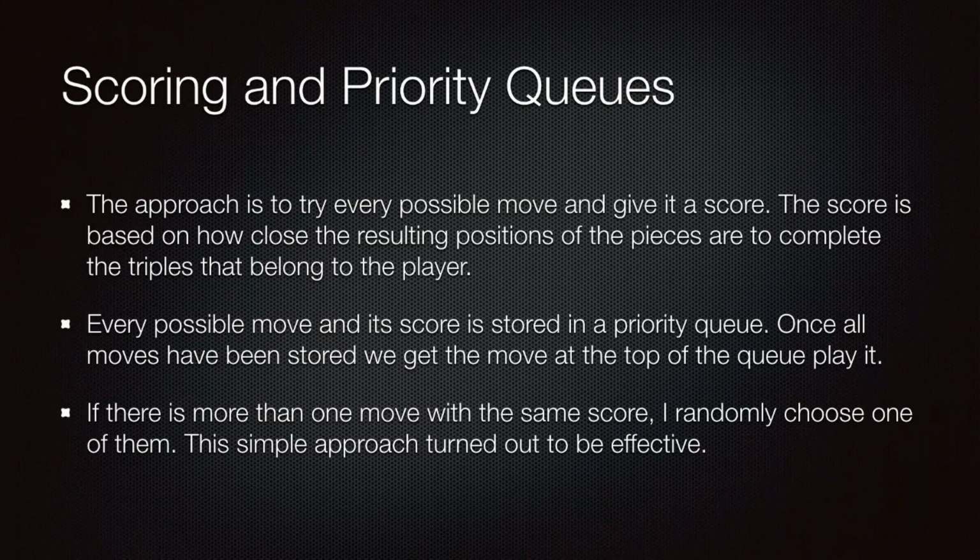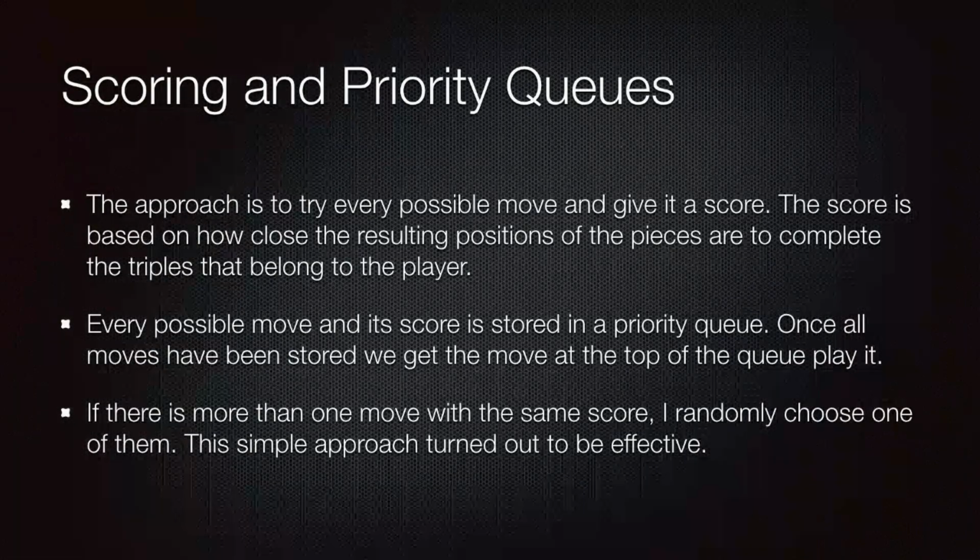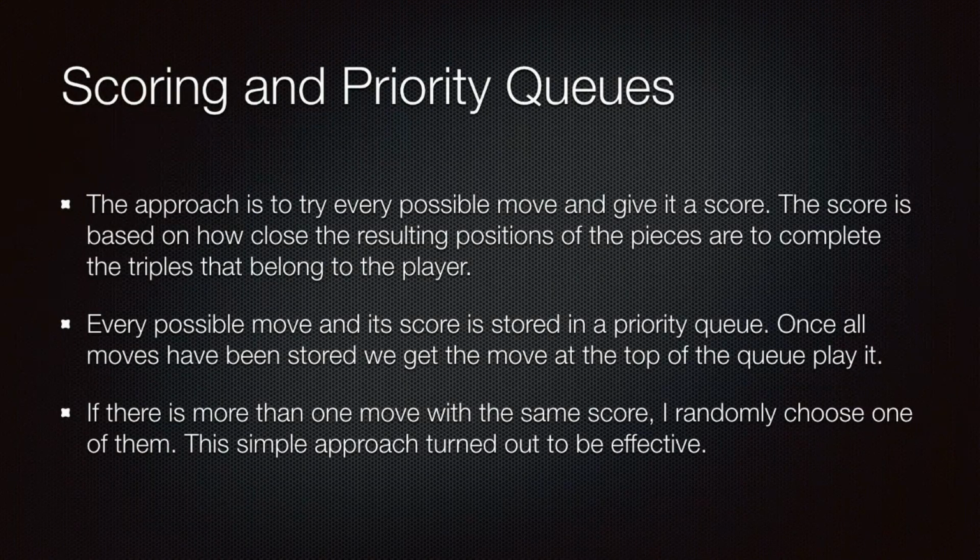So every possible move and its score is stored in a priority queue. A priority queue is a queue that orders things by a given priority. In this case, the score is the priority. So once all the moves are stored in there, all I have to say is give me the next in the queue, which is the one with the highest score. That high score gives the AI the greatest gain. If there is more than one move with the same score, you can have two or three with the same score, I just randomly choose. That makes the player sometimes think, oh, it made a different move. That's because it had the same score, but I randomly chose a different one.